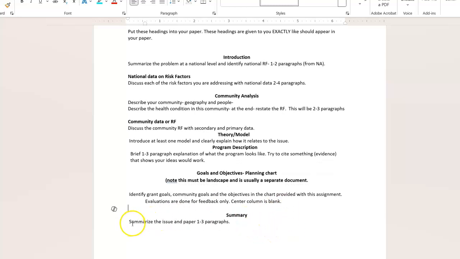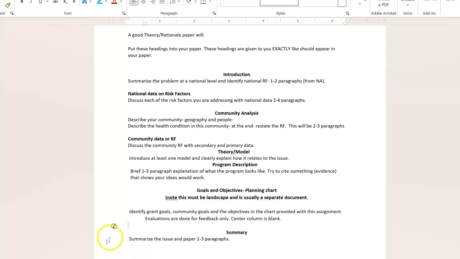And then the last part of your paper is a summary. You're going to summarize the issue at the national level with one or two sentences about your community. And that should look very similar to the beginning of your paper. It should have data. Hopefully being able to go back and listen to this as you're writing will be helpful. If you have questions, please reach out.